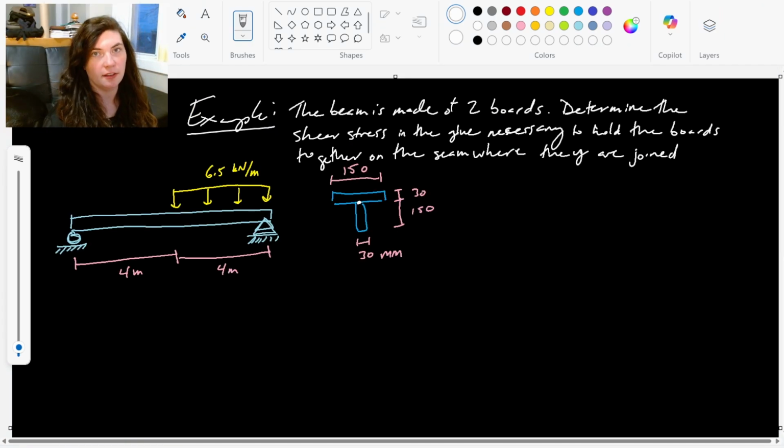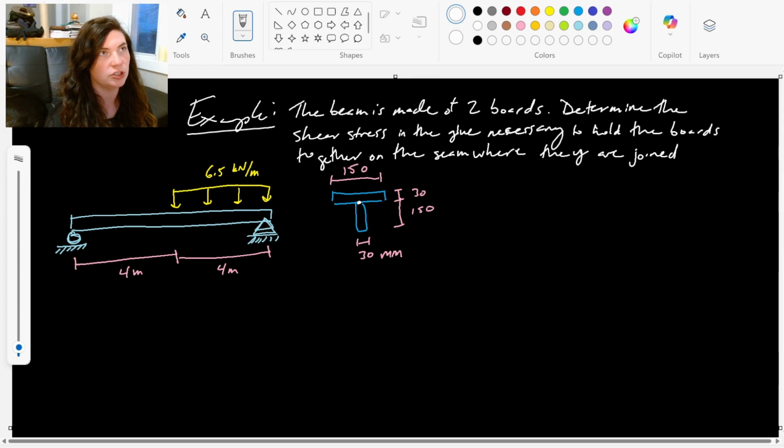Let's take a look at another example. In this one, we have a beam that's made of two boards that are glued together here at the T. This is the cross section here. It's a little T shape glued together here, two distinct separate boards. And we want to determine the shear stress in that glue necessary to hold the boards together, right?